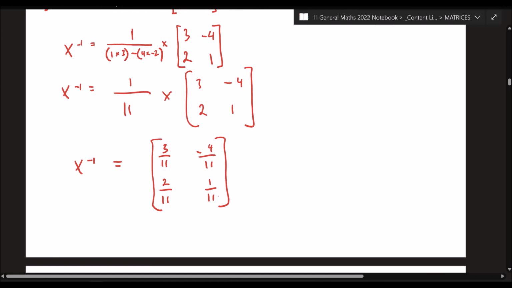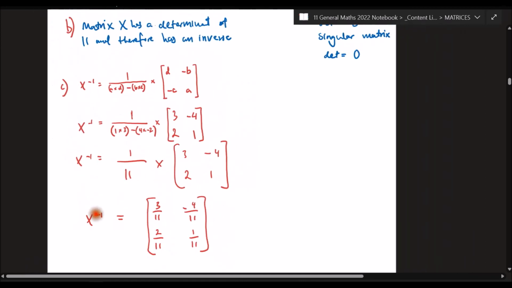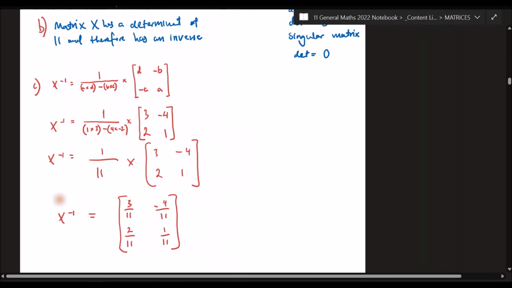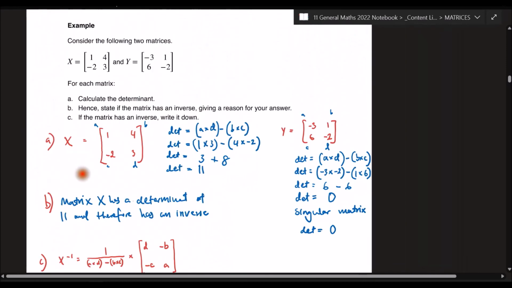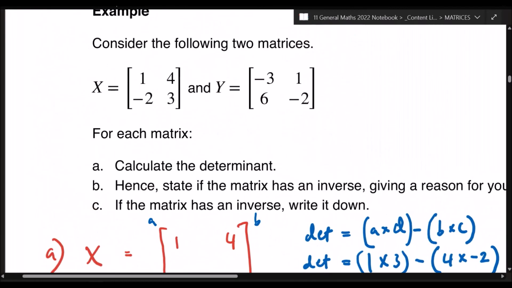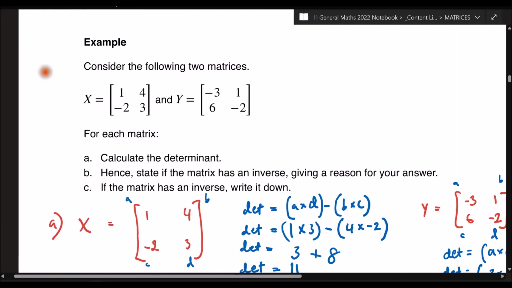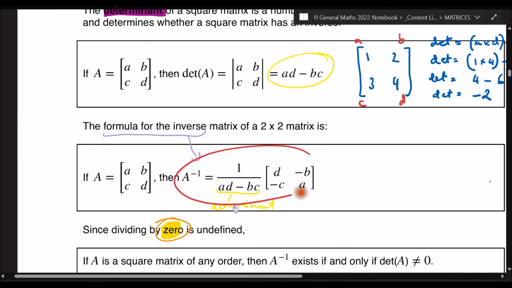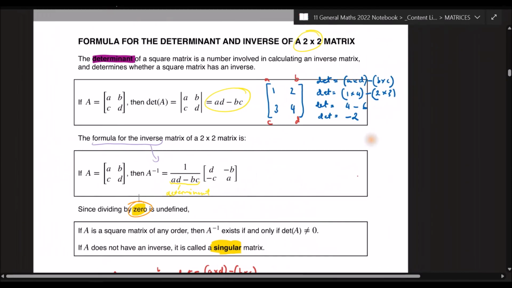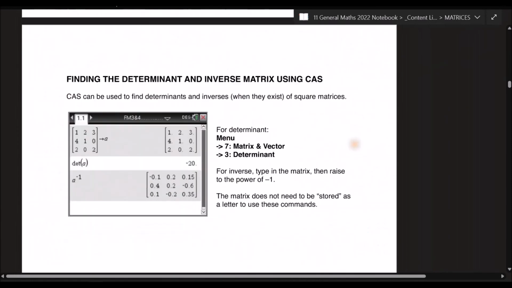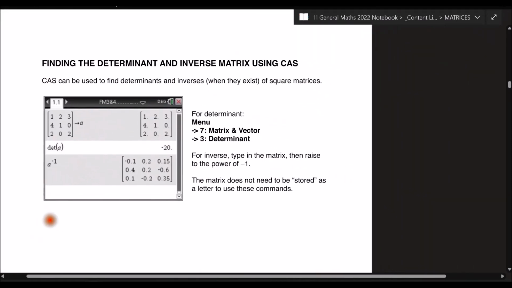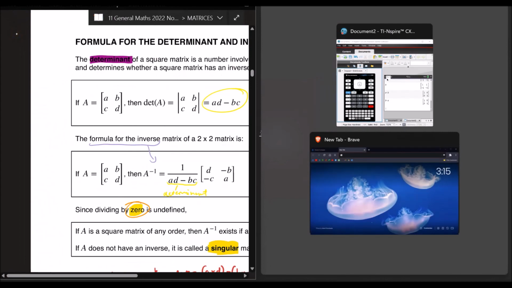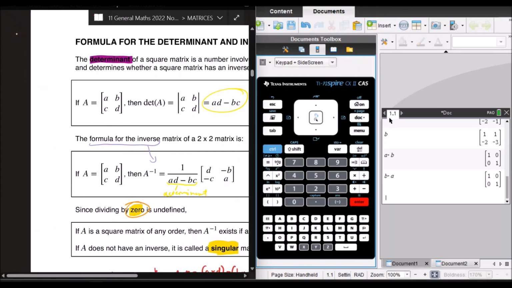Now that felt like it took a while, okay, but you need to know how to do all of this by hand, okay? So make sure that you understand when it comes to these matrices, find the determinant first, okay? And if it has a determinant, then go ahead and use that inverse formula to find the inverse of it. Okay, now this is all doable on the calculator. So if you have your CAS with you, follow along with me and we'll do it together.